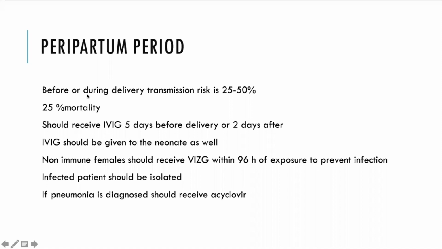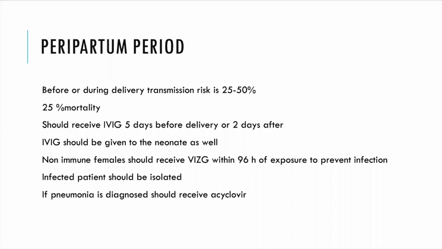The peripartum period is before or during delivery; transmission risk is about 25 to 50%, with a 25% mortality rate. They should receive IVIG 5 days before delivery or 2 days after. The IVIG should be given to the neonates as well. A non-immune female should receive VZIG within 96 hours of exposure to prevent infection.